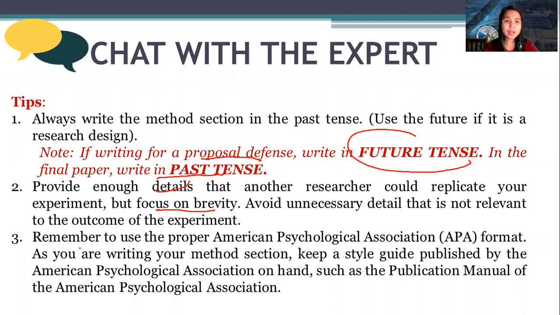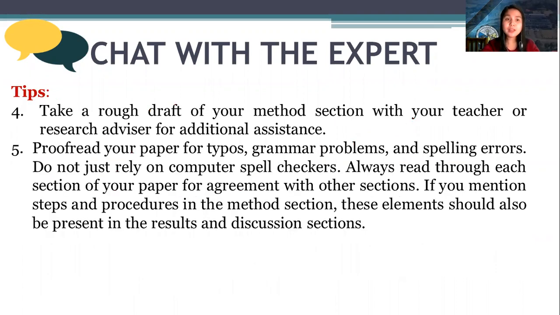Then the last one, we write it in APA format. Hope I'll have time to summarize the APA format with you. Then the next one, if you have a rough draft, hopefully we can have your research advisors next week. Then show your method section. And lastly, you proofread your papers for typos, grammar problems, and spelling errors.